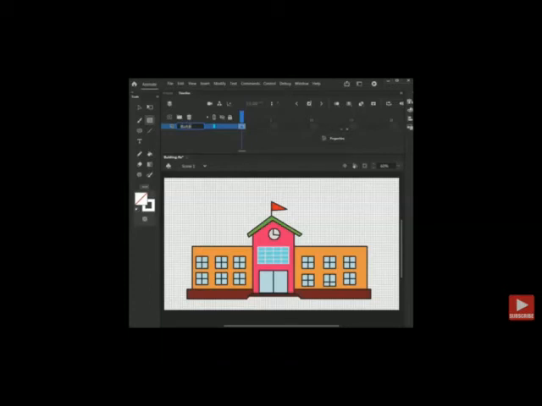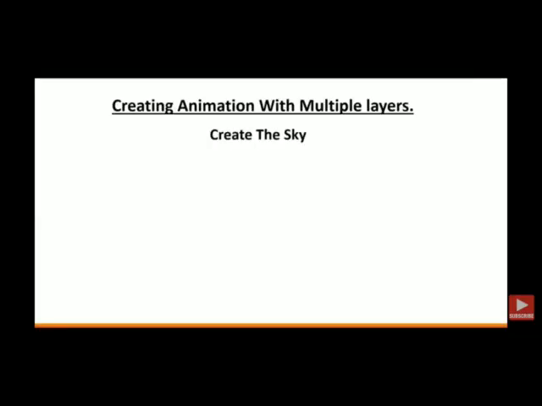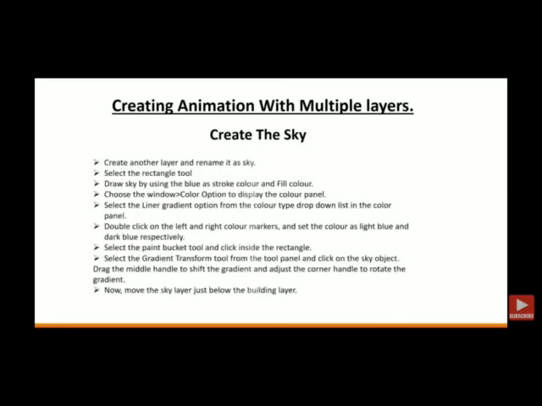Simply rename the layer building. What I have done is simply click on the layer name, Layer 1, and then rename the layer. So, creating animation with multiple layers. Now the sky will be on a separate layer because we have to apply the gradient. This is the most important thing.